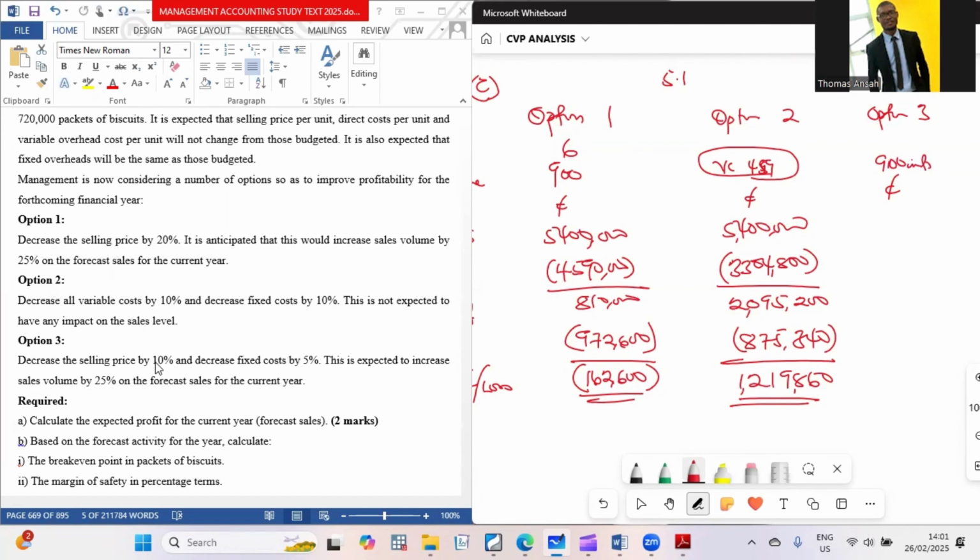But the selling price is supposed to decrease by 10%. The selling price is 7.5. You decrease it by 10% means multiply by 0.9. That is 6.75. So 6.75 and the unit is 900. That is giving me 6,075,000.